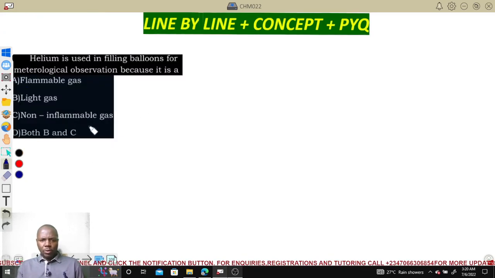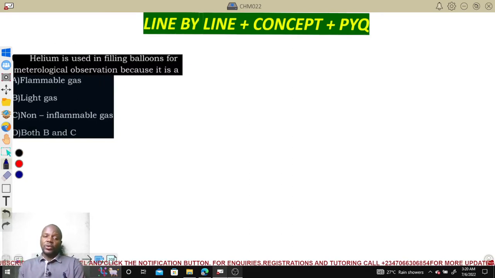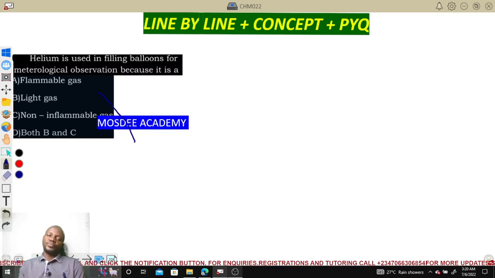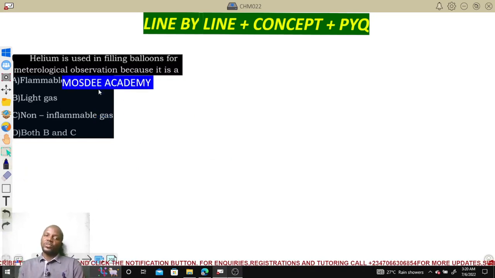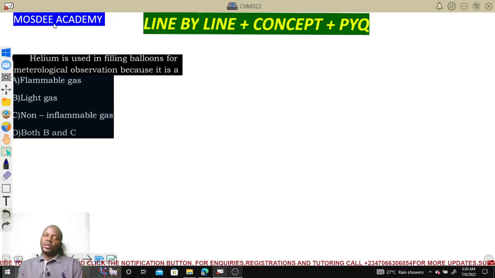The next question, almost there, 208. Helium is used in filling. We are now in uses. You can keep all these small notes down, because I think this is common for UTME students and WAEC students. This is what you see everywhere you go. Helium is used in filling balloons, and it is also used in meteorological observations.